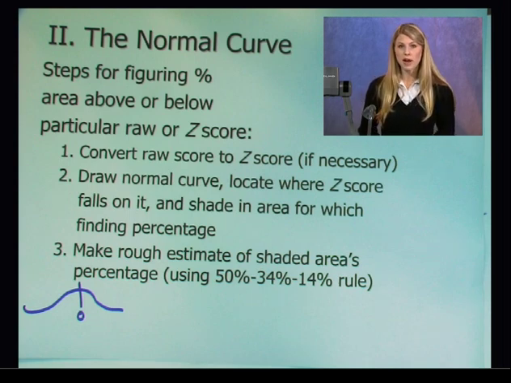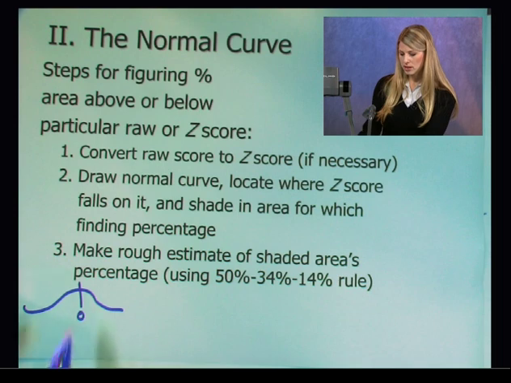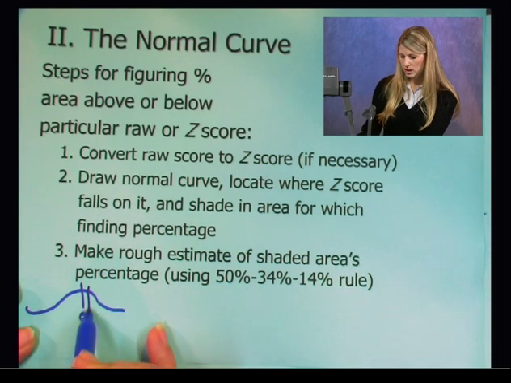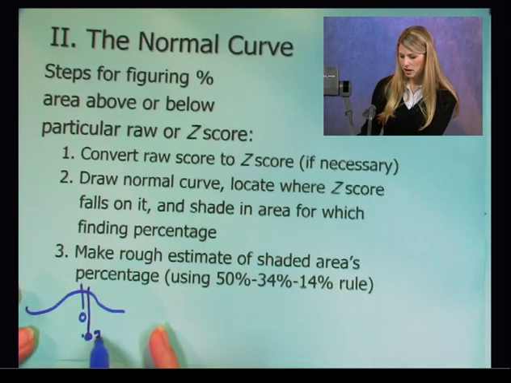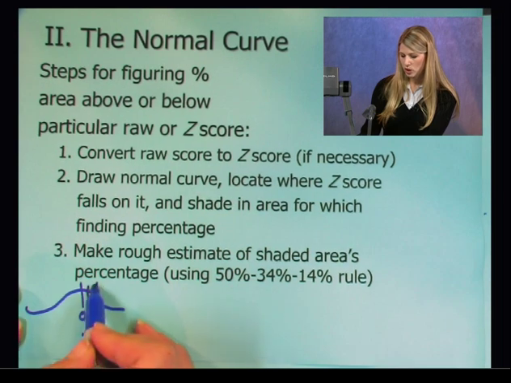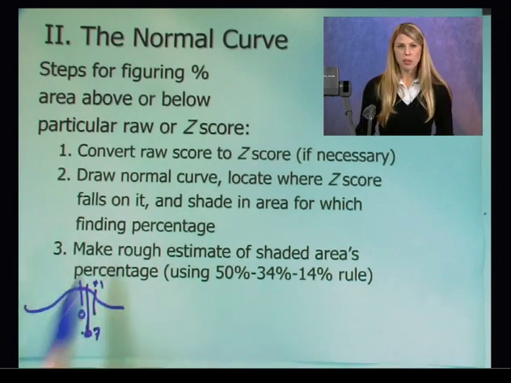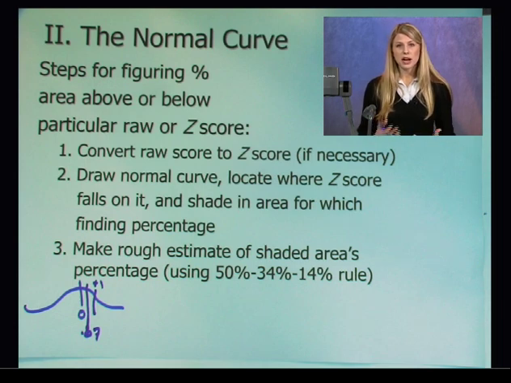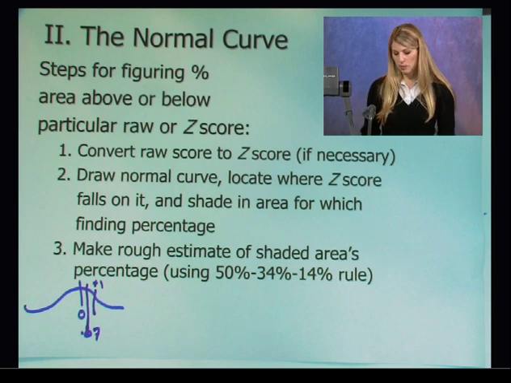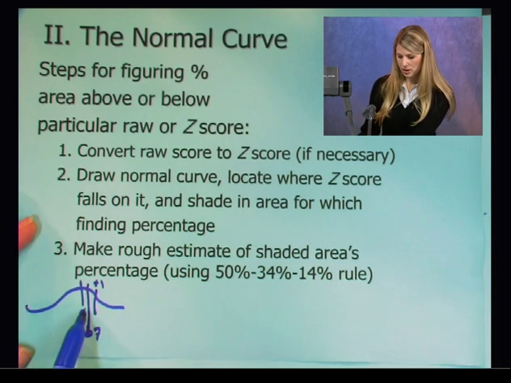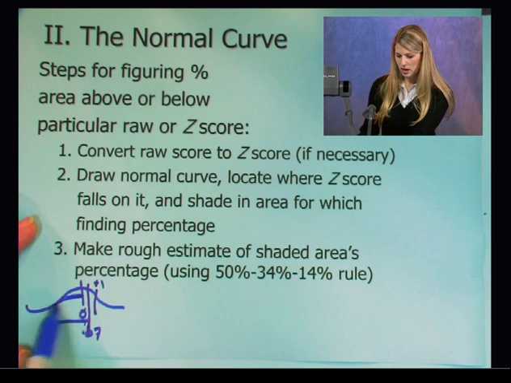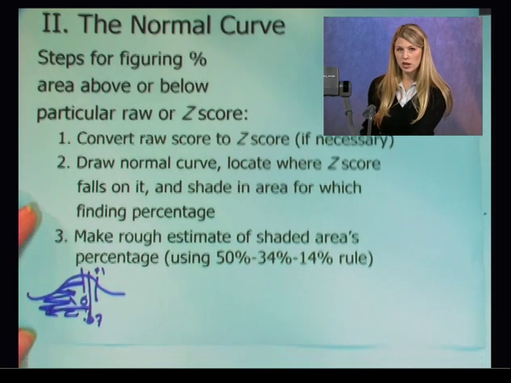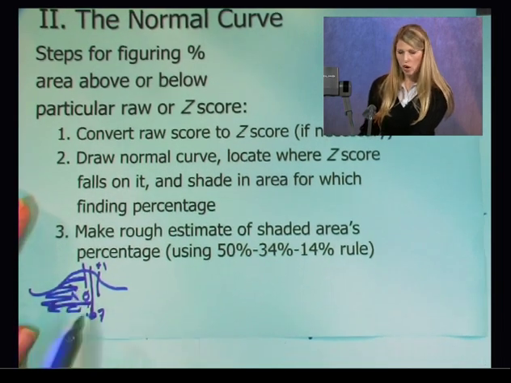Okay, so you make a rough estimate after you've drawn this in. So let's say we draw in my 0.67 on here. We know it's not quite to the positive 1. Now step number 3, make a rough estimate of the shaded area that you're trying to figure out. So if I'm trying to figure out what percentage of people score below me on this 0.67, this would be the area I would want to shade. I'd want to shade in this area below my score.